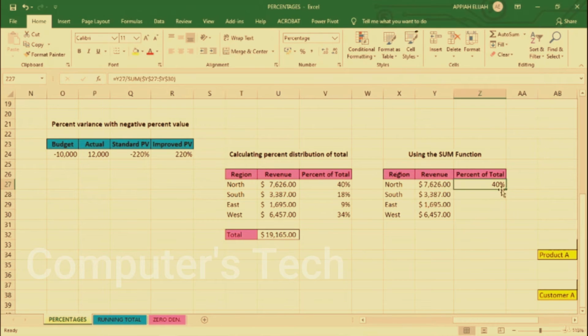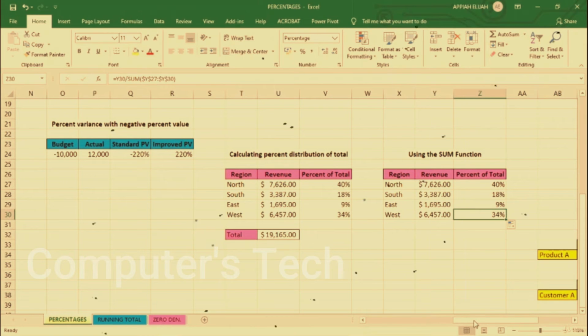And so you can now use the fill handle and then drag it across to get our respective values, and they are the same as that. So either you make an absolute reference to a specific total, or you make the absolute reference to the sum of the range, and you will still be able to calculate the percent distribution of total.